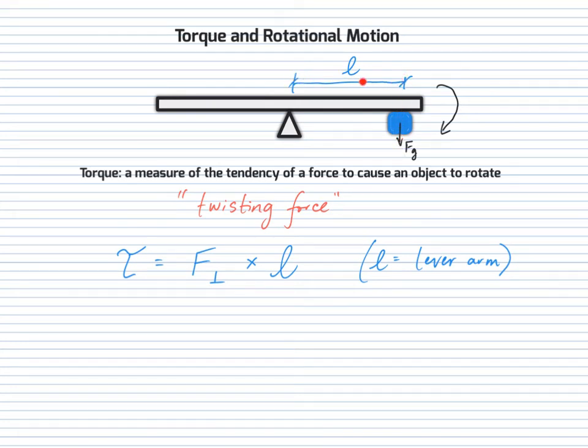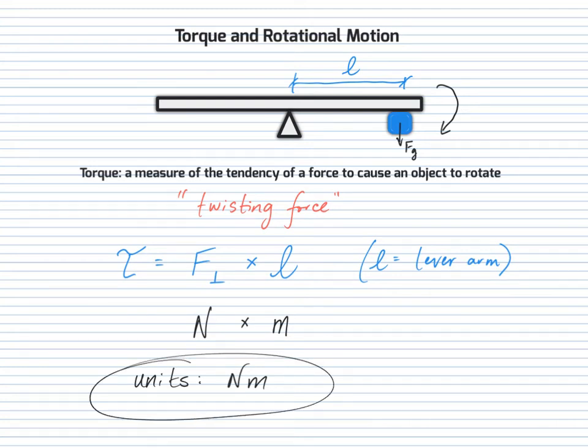Now our units for torque are pretty simple. If we think back to our unit on force, our units for force are newtons, and our units for lever arm are going to be meters. So our units for torque then are just going to be a newton meter. So pretty simple with the units for torque.